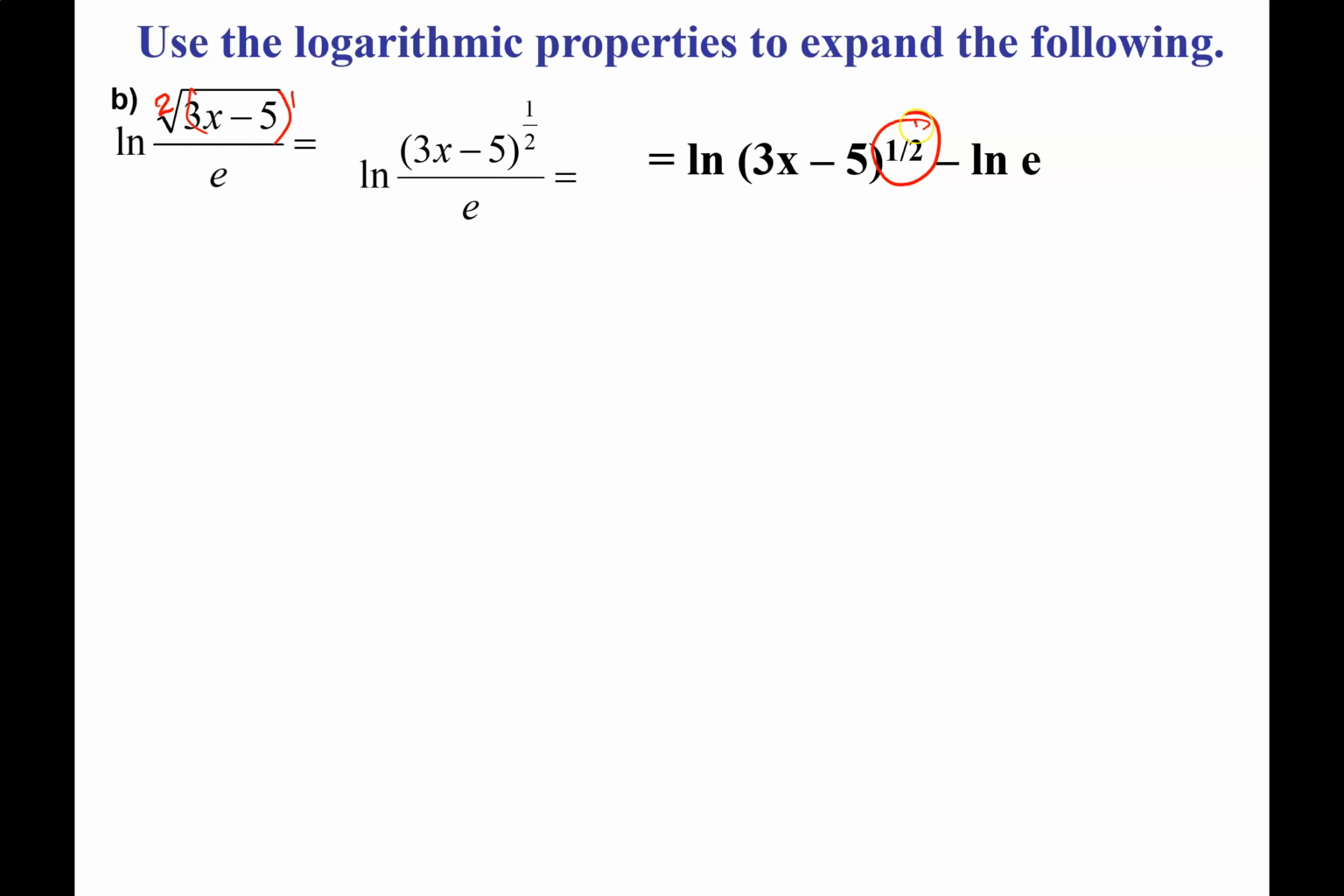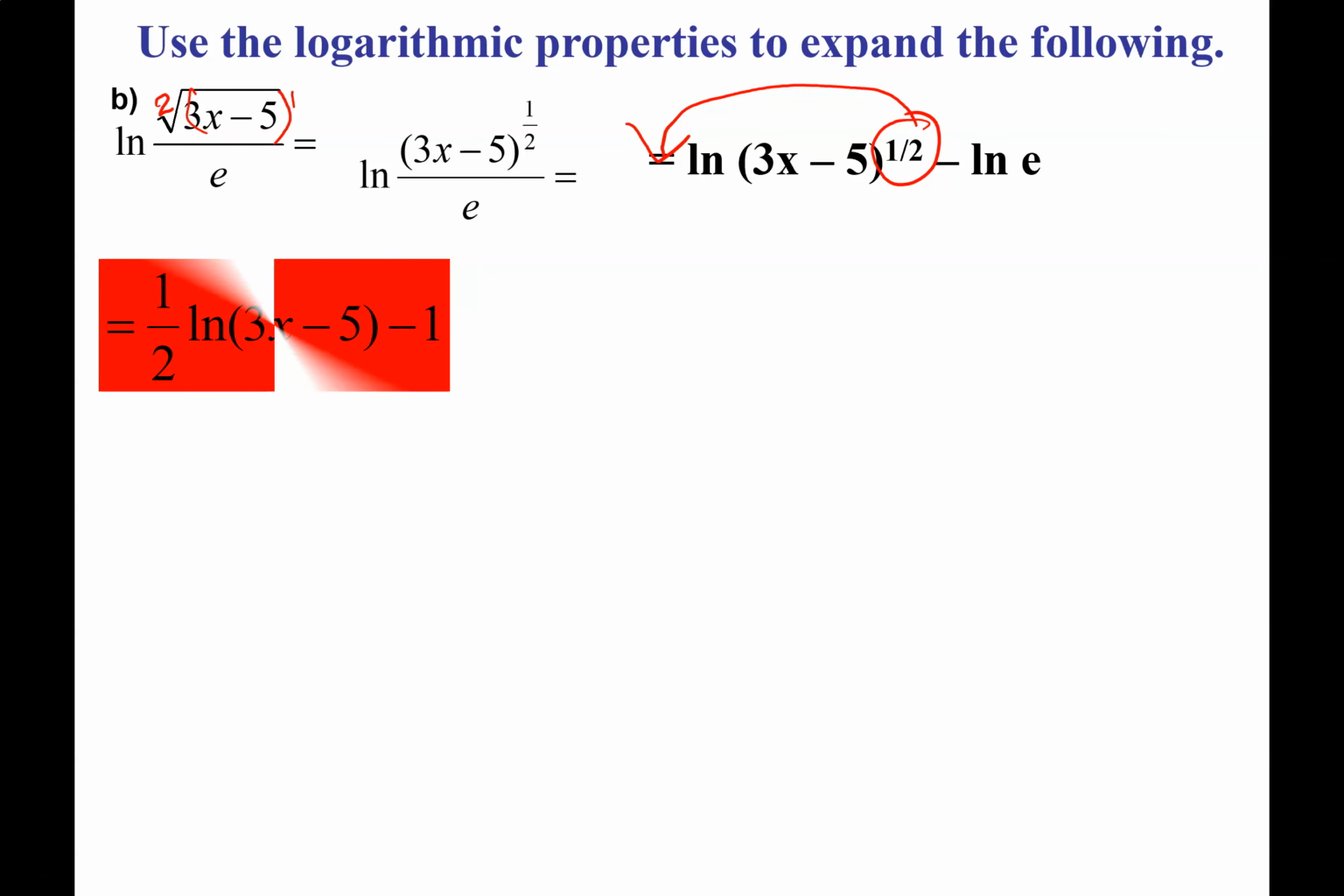So what do we know? We know that this exponent needs to be moved forward. So your answer should be 1/2 times natural log of 3x minus 5 minus 1. Where do we get this minus 1 from? If you were to put this in the calculator, you would end up with that. All right. And we are done for this one.